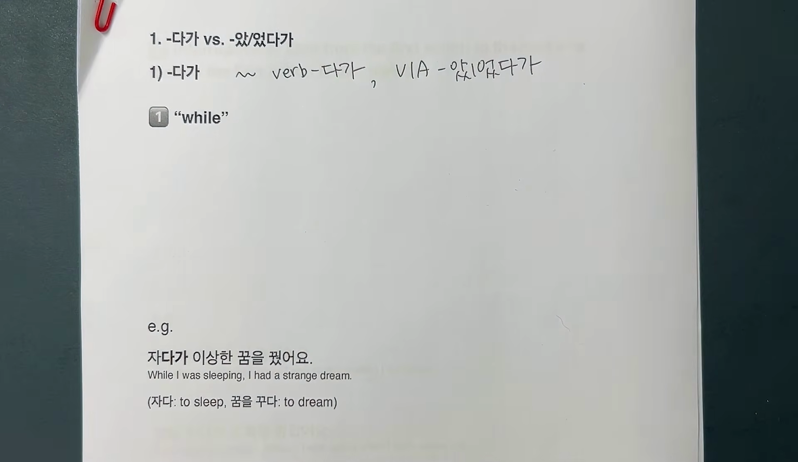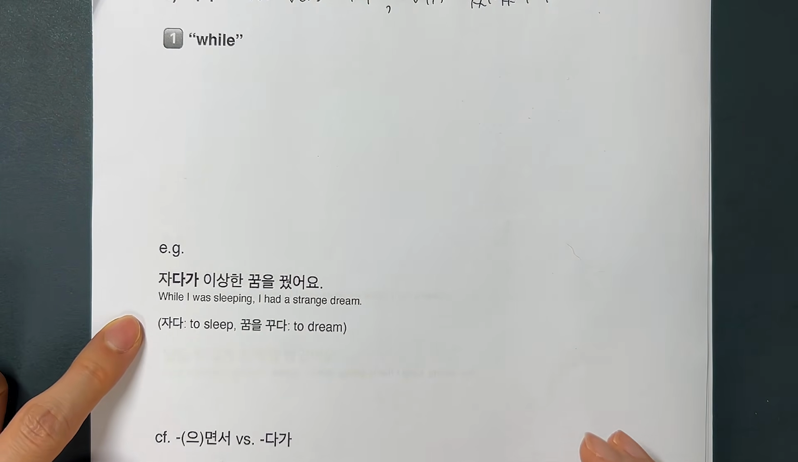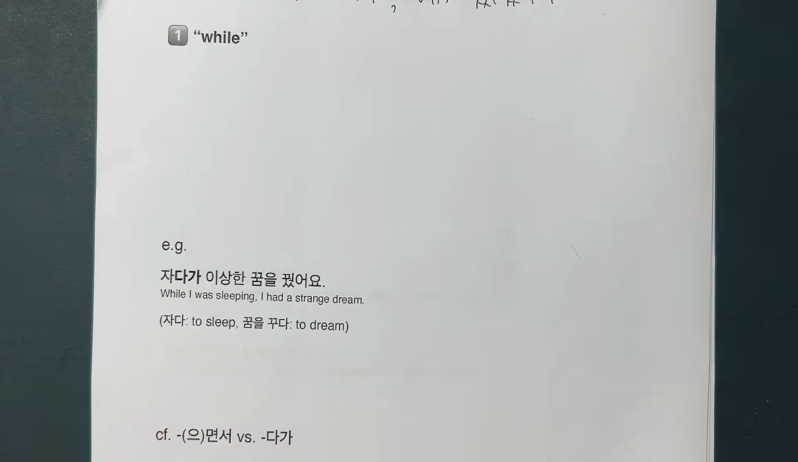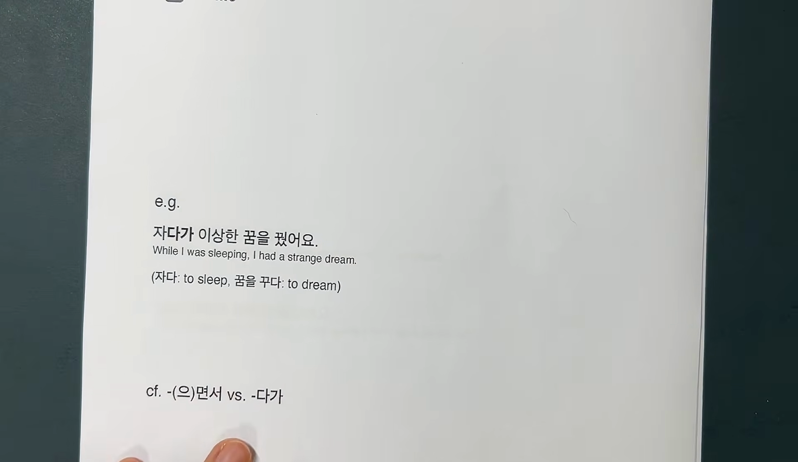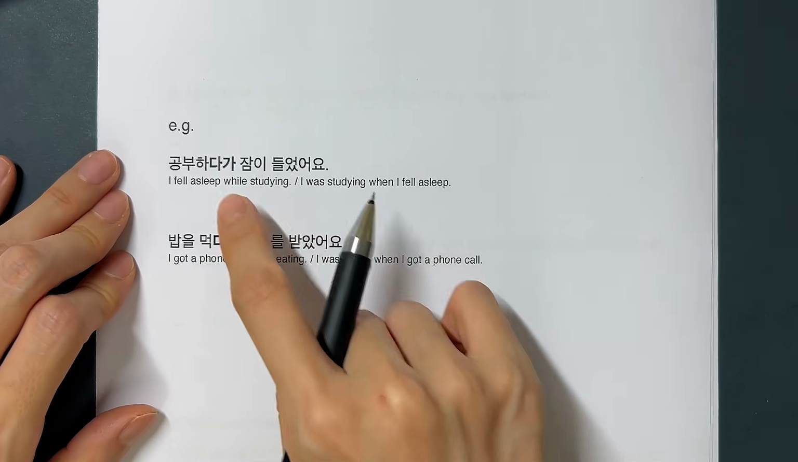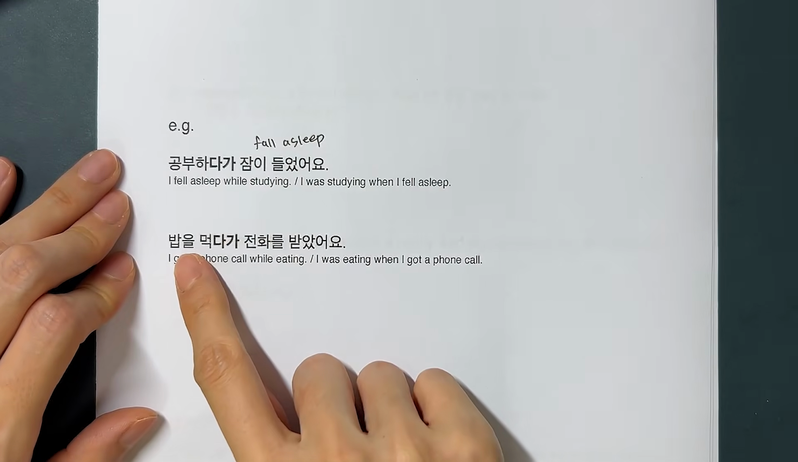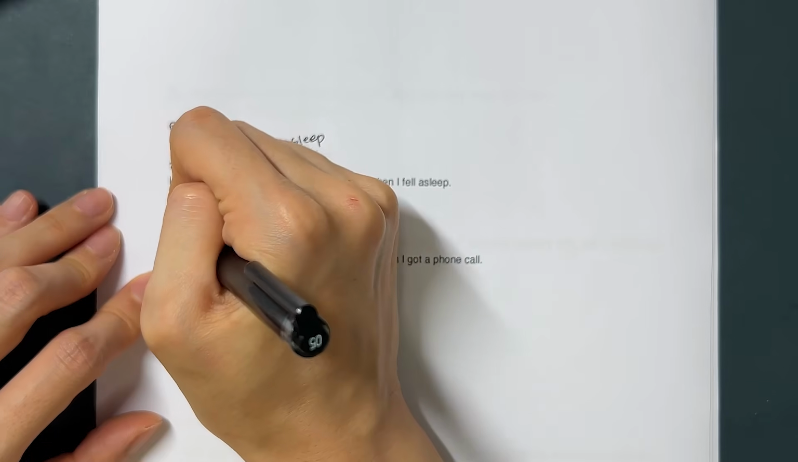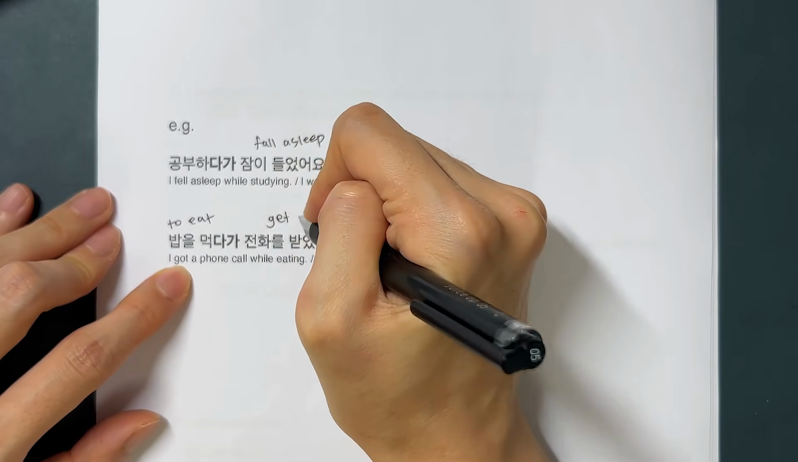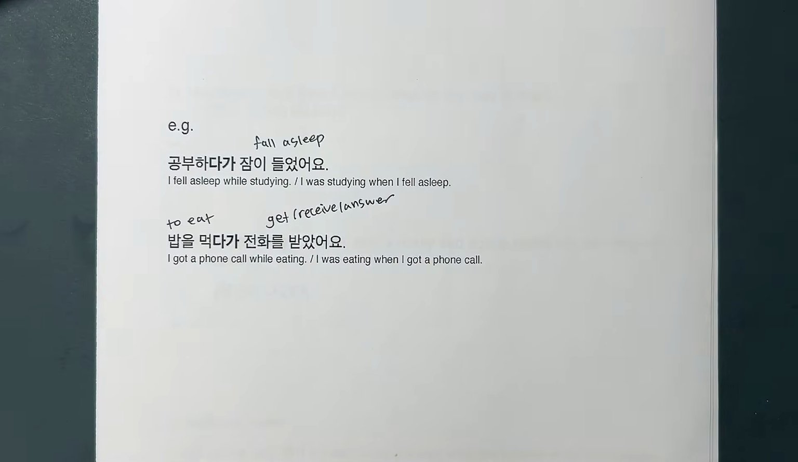Before we get into the explanation, let's look at some example sentences first. Try to guess the meaning of 다가 by looking at the English translations. So the first one, 자다가 이상한 꿈을 꿨어요. 공부하다, to study. 공부하다가 잠이 들었어요. 잠이 들다 means to fall asleep. And the next one, 밥을 먹다가, to eat, right? To have a meal. 밥을 먹다가 전화를 받다, to get a call, to receive, answer the phone. So 밥을 먹다가 전화를 받았어요.